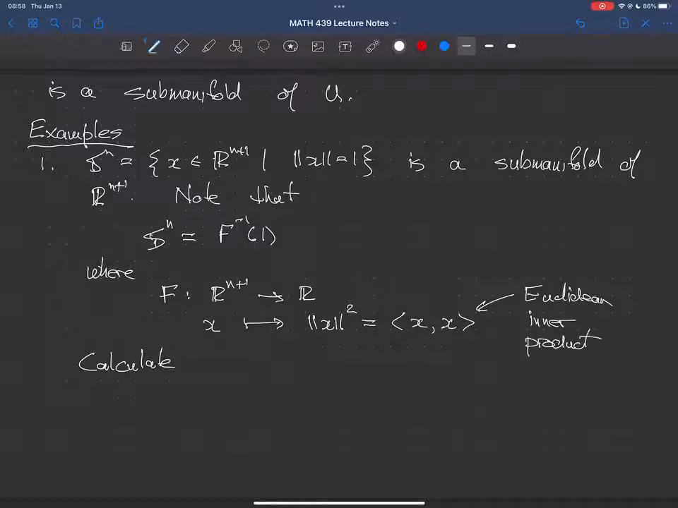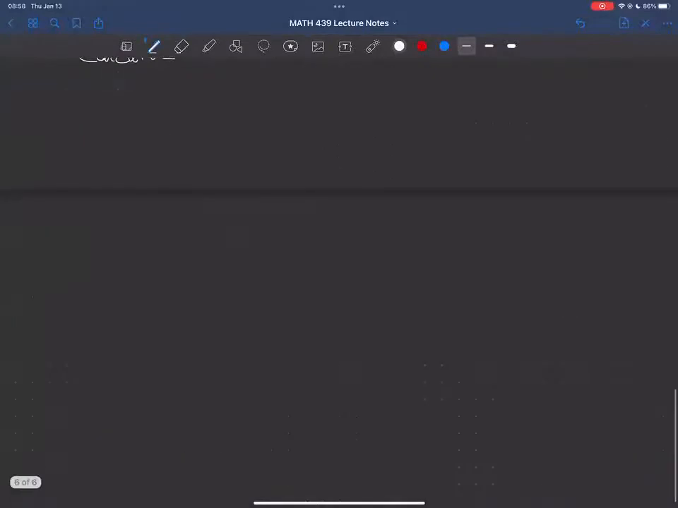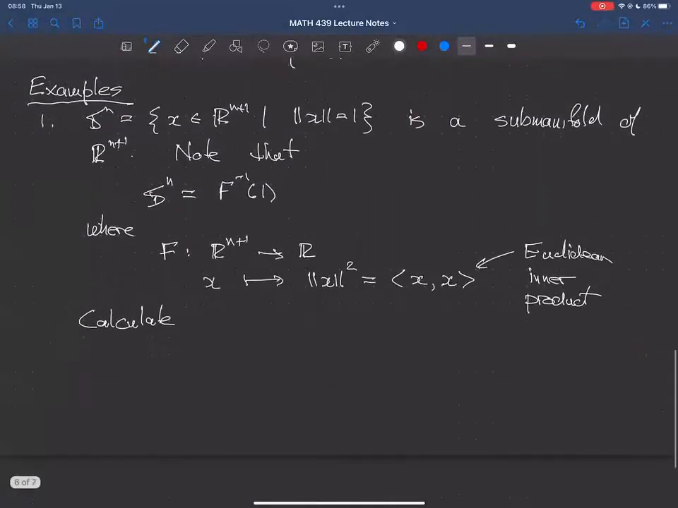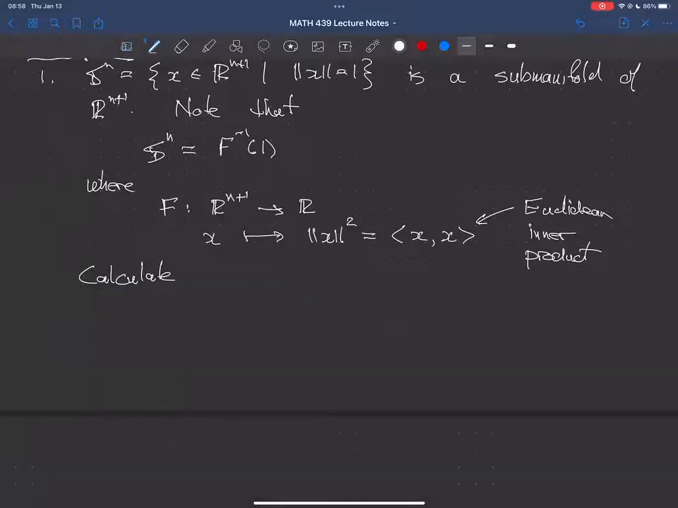Okay, so that's, for the purposes of taking derivatives, a useful form of the norm of x squared, because I'm going to calculate now the derivative of F, where F is equal to that function.